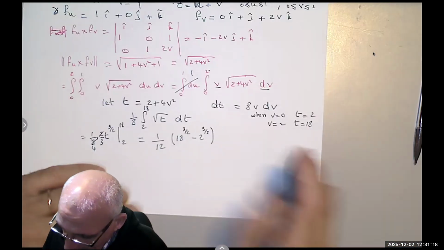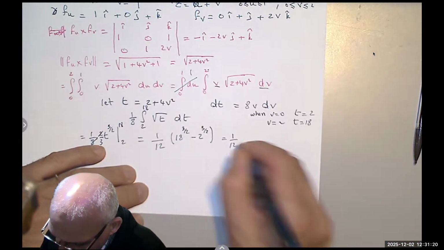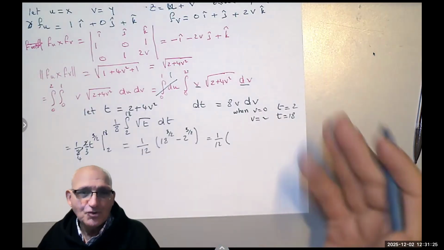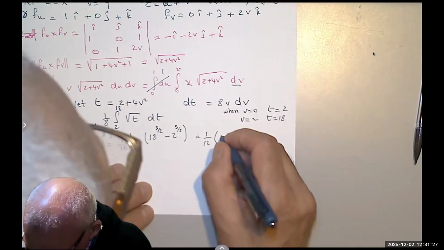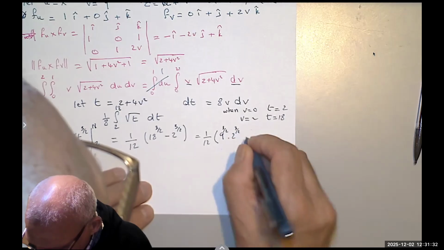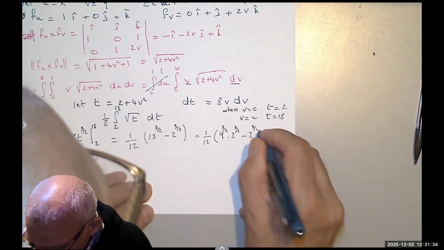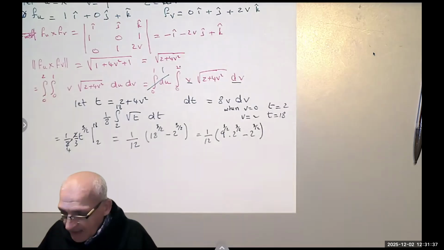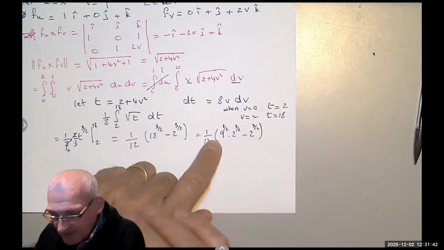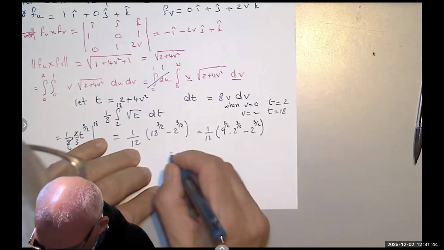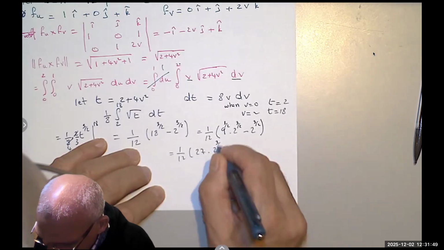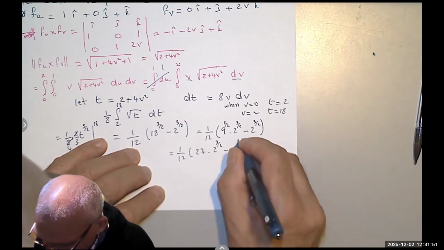Okay? So it's 1 over 12. The 18 to the 3/2, notice 18 is 9 times 2, right? So I can write it 9 to the 3/2 times 2 to the 3/2 minus 2 to the 3/2. 9 to the 3/2, if you take the square root of 9, you get 3. Cube is 27. So you get 1 over 12 times 27 times 2 to the 3/2 minus 2 to the 3/2.